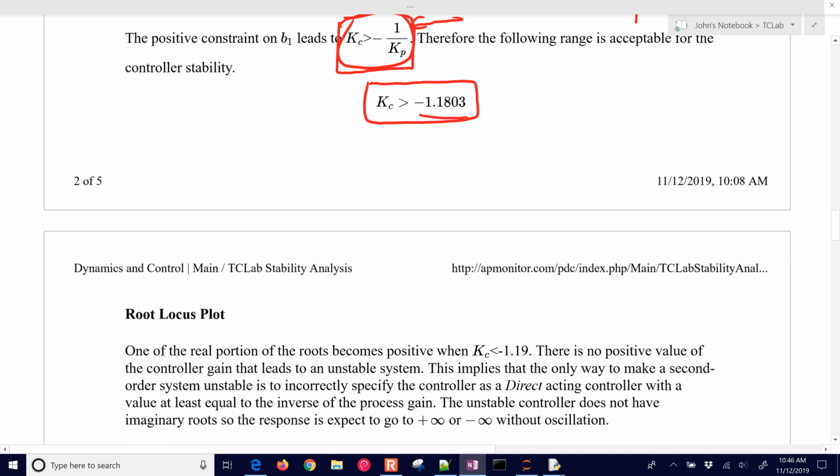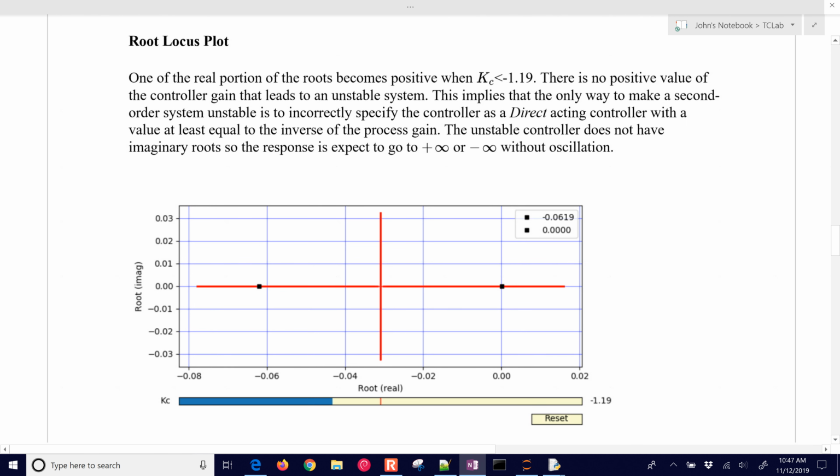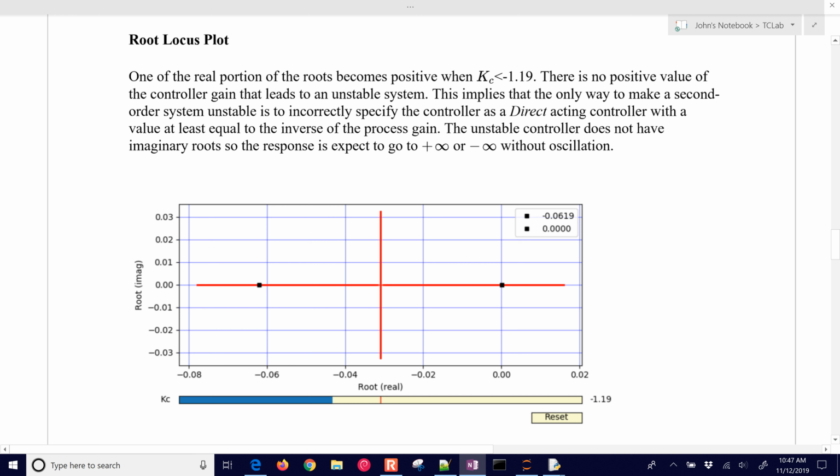Alright, let's do this another way as well, root locus plot. We'll plug in some values on this and be able to calculate our real and imaginary roots. And so here's our imaginary axis and there's our real axis, and then we can drag this back and forth and see how those change.